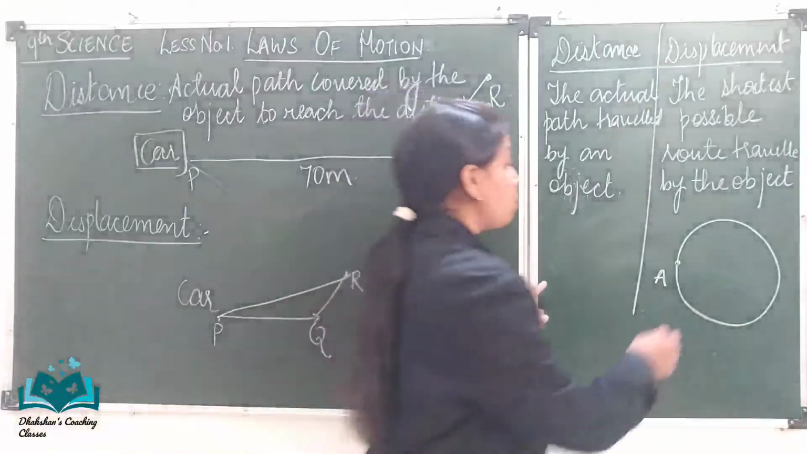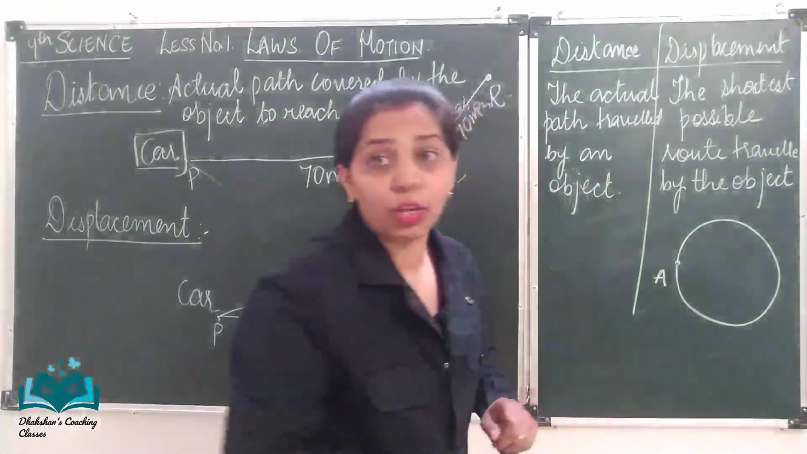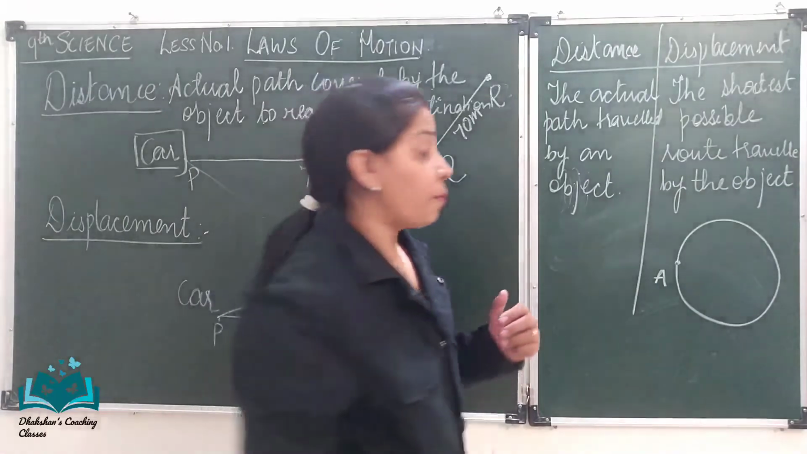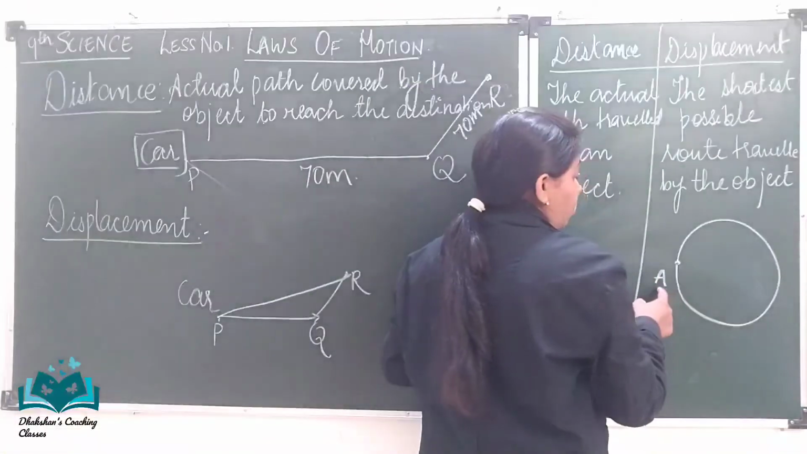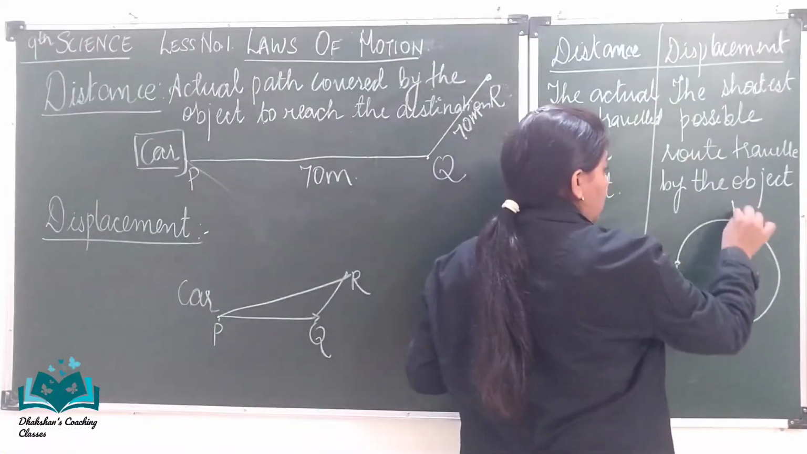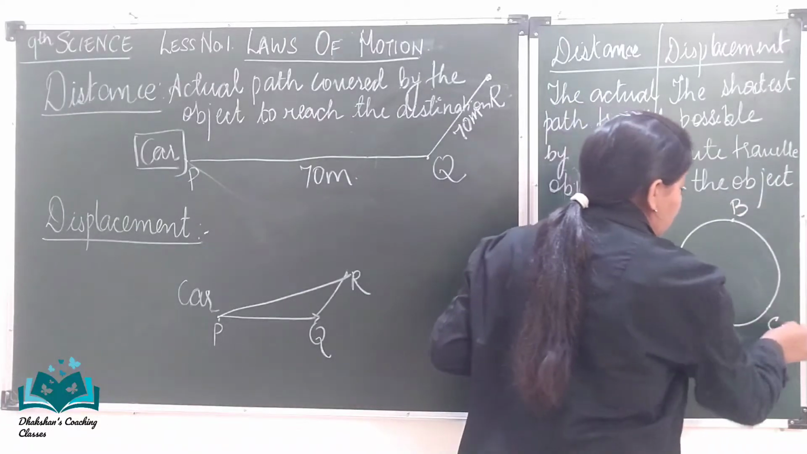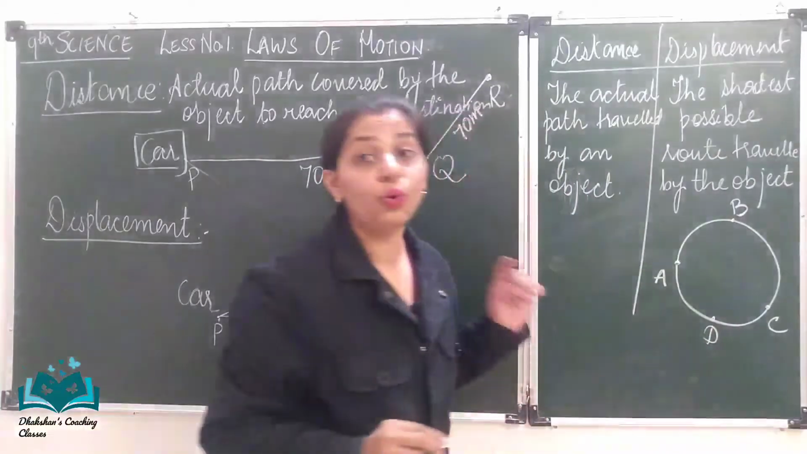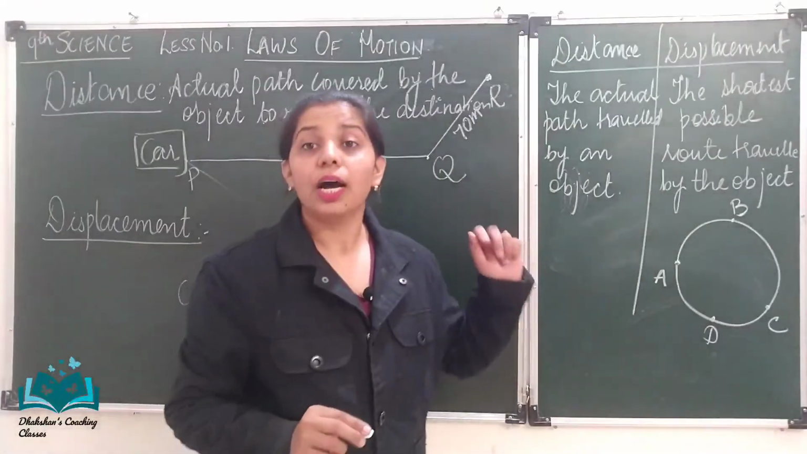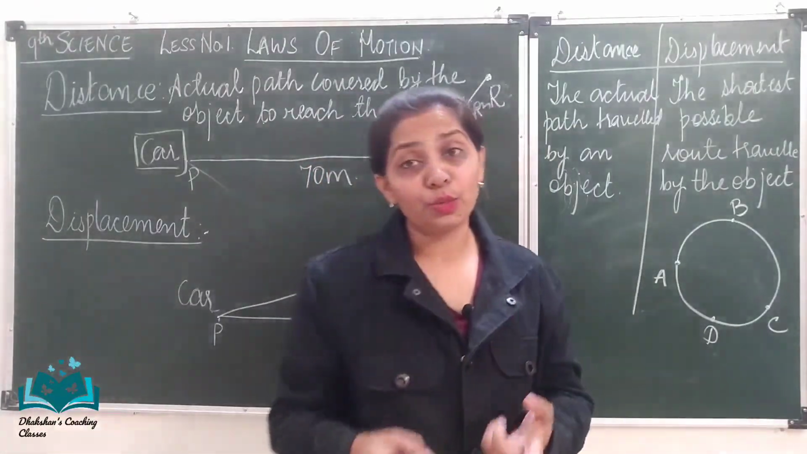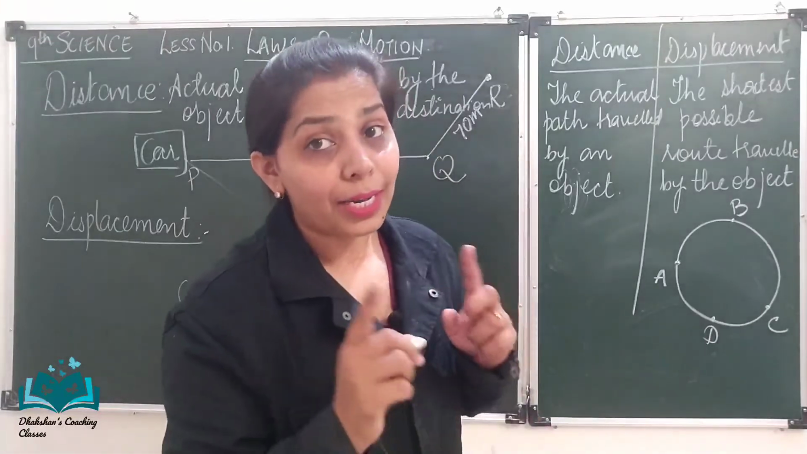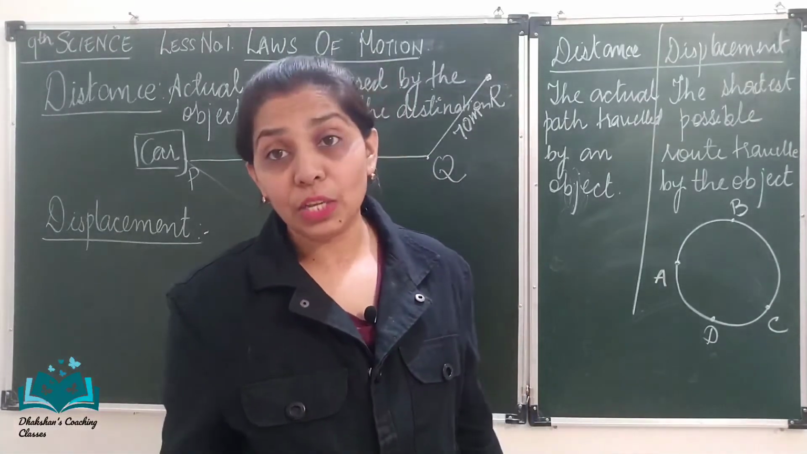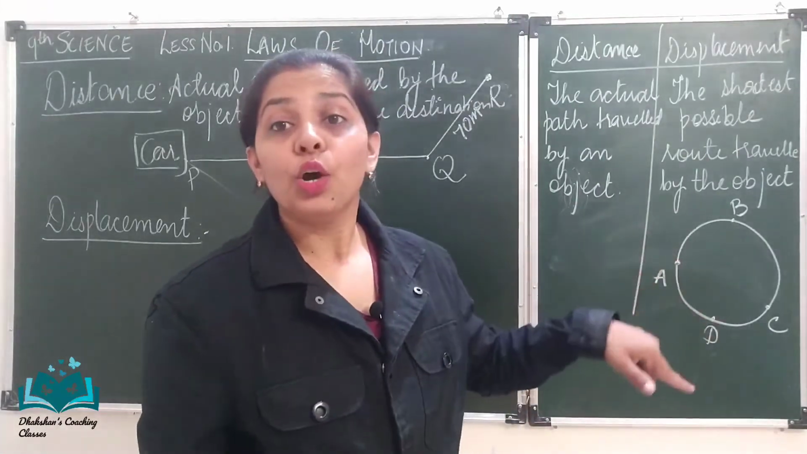Yes, because when the object is moving in a circular path, it is covering certain distance. So for example, if the object starts from point A, it reaches point B, then point C, then point D and then comes back to A. In this case, I can say the displacement is 0, but yes, the distance cannot be 0 because it is moving.